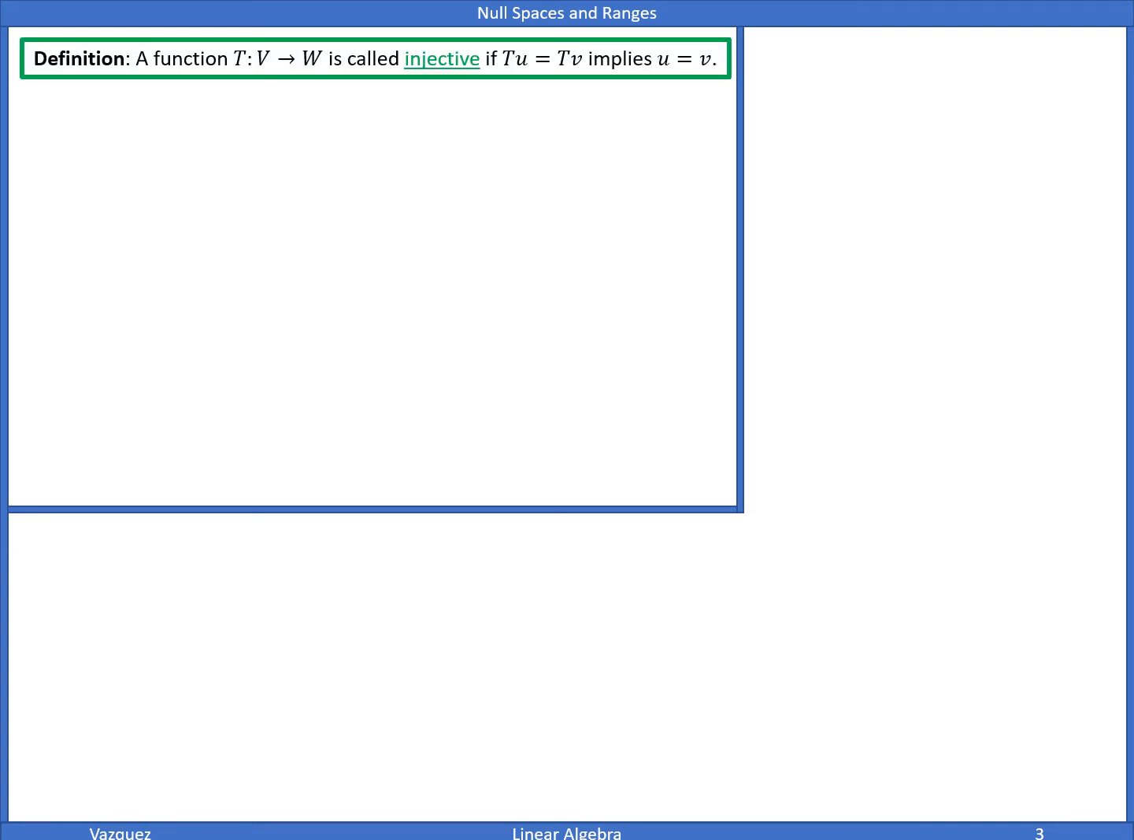Not new, I should say. You should be familiar with this, and it's injective, or some mathematicians say one-to-one. A function T from V to W is called injective, or one-to-one, if T of u equal to T of v implies that u is equal to v. A lot of the times we show this using the contrapositive, meaning u not equal to v implies Tu is not equal to Tv. You can use either, they both work.